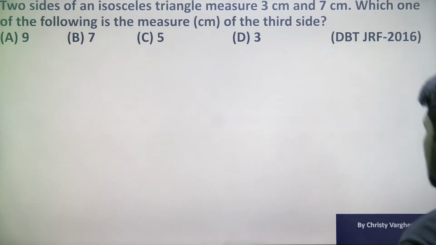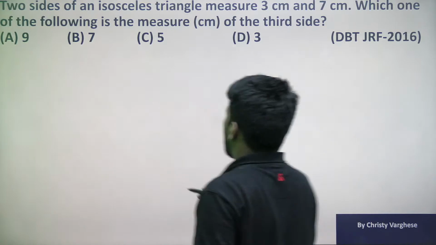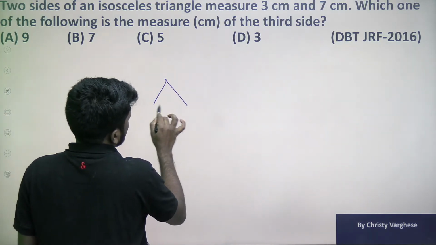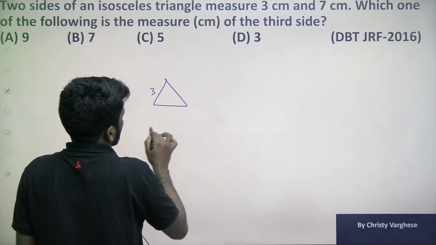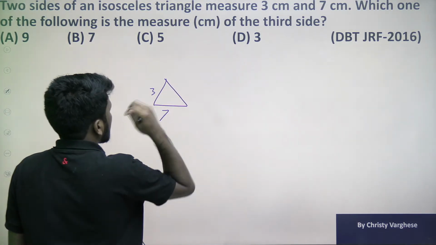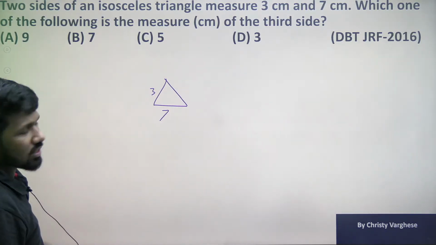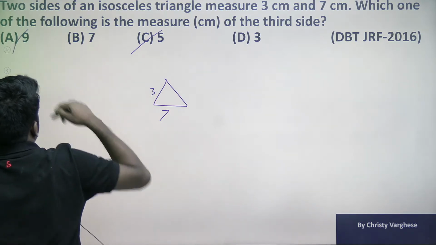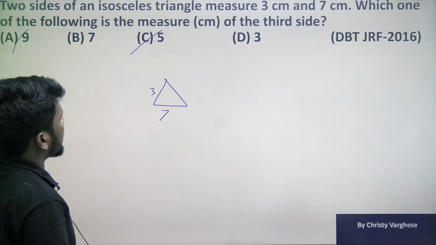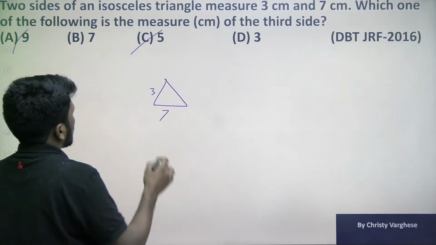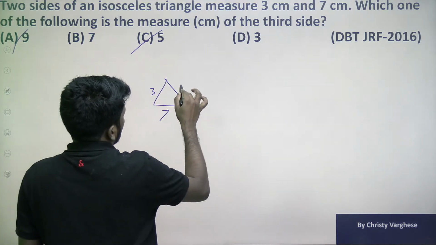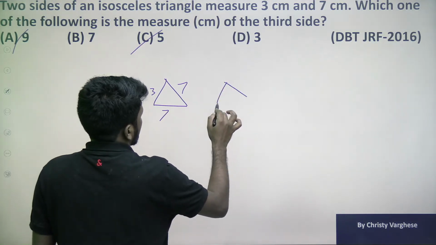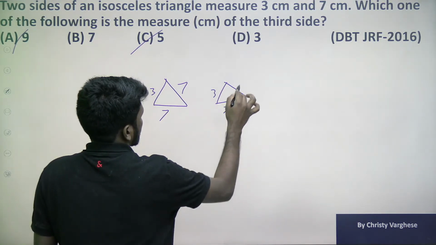Okay, so very simple question. Two sides of an isosceles triangle. Isosceles triangle means two of the sides will be equal. For example, if this is 3 and this is 7, the third side will be either 3 or 7 only, na? Because two sides should be equal. So definitely option C and option A are readily eliminated because it's an isosceles triangle. Now, let us check each option. Can 7 be the third side? Or can 3 be the third side? Let's see which is correct.